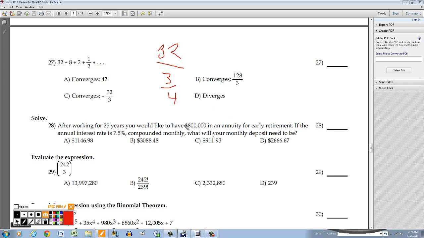Okay, running short of time, so again, I'm going to give you the answer to number 28. That's just using the formula for annuity. For 28, it should be C.